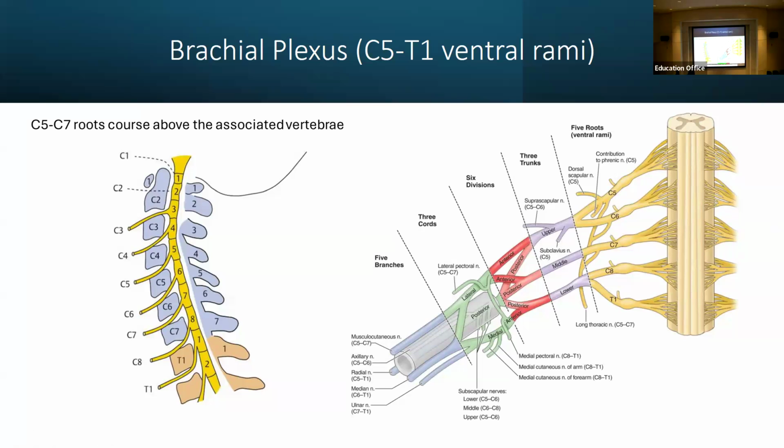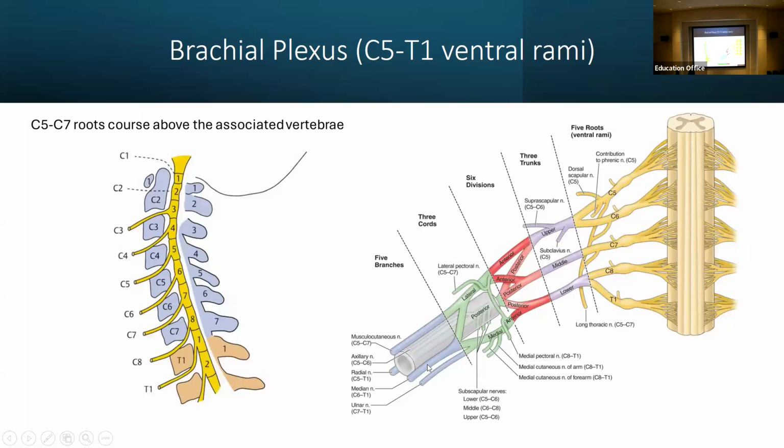And on the right side, this is probably what we're very familiar with. These are the ventral and dorsal roots. They come out of the spinal cord and join together to form the spinal nerves. Okay, it's a mixed nerve, including sensory and motor information. C5 and C6 join together to form the upper trunk. C7 becomes the middle trunk directly. And C8 and T1 join together to form the lower trunk.